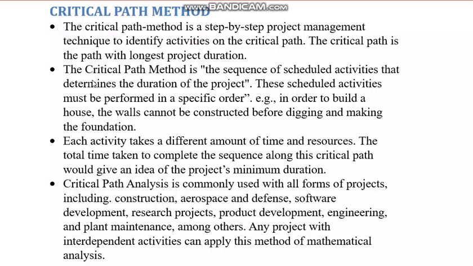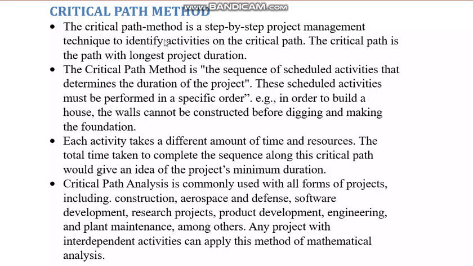See, when you go to higher studies, you may be exposed to other methods on the network techniques. Okay, now the critical path method has another definition here. It is the sequence of scheduled activities that determine the duration of the project. See, now till now what you have understood, this is for a project, and we are using this technique for the management of the project.